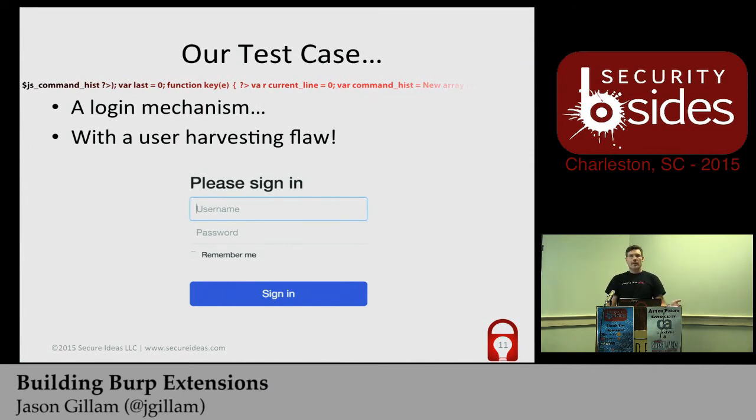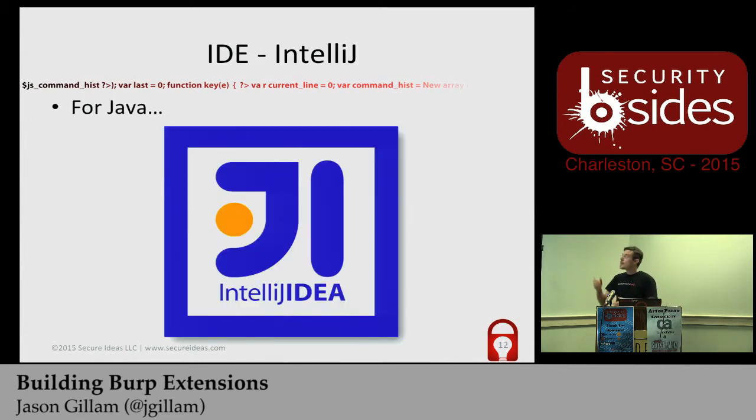To do that, we're going to write a Burp extension. How do you do that? First, you need to pick your language: Ruby, Python, or Java. For Java, the best tool out there to use is IntelliJ. There's a couple of reasons for this. First of all, this is the tool that PortSwigger uses to build Burp. I asked them about this. This is their integrated development environment, so we know that it works.